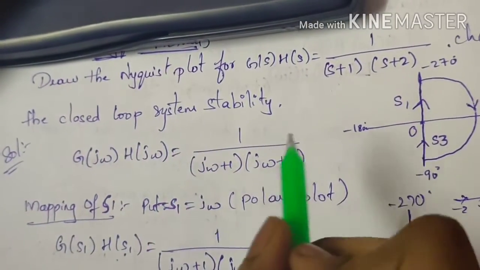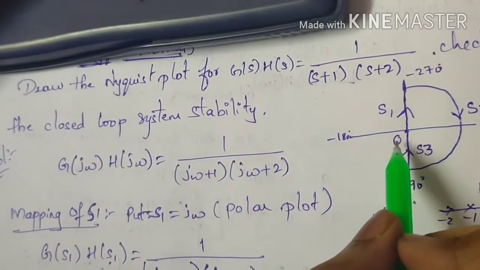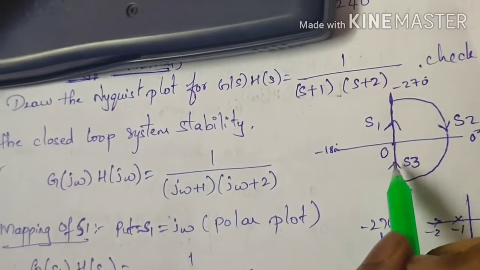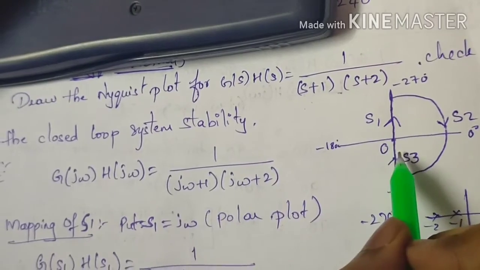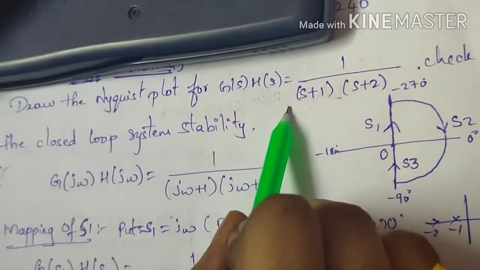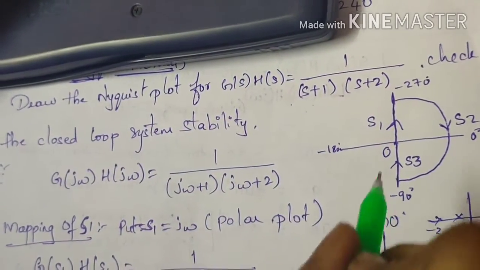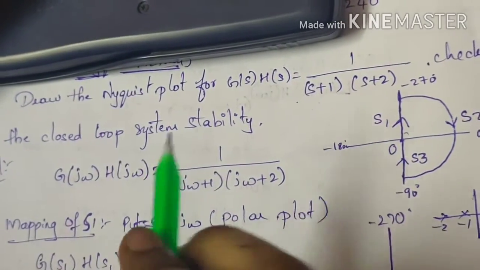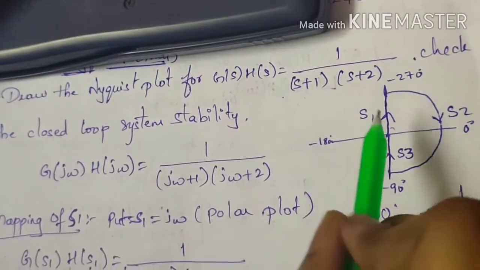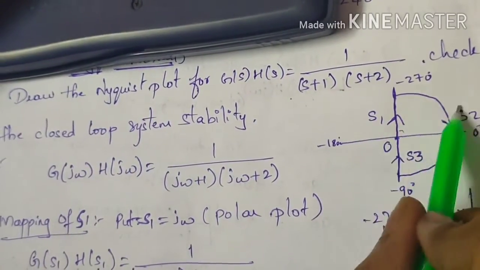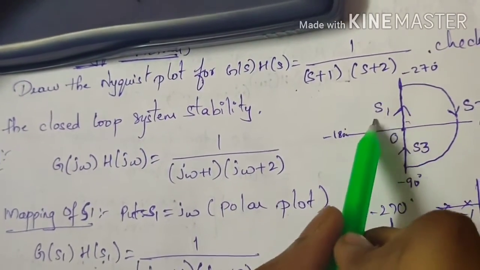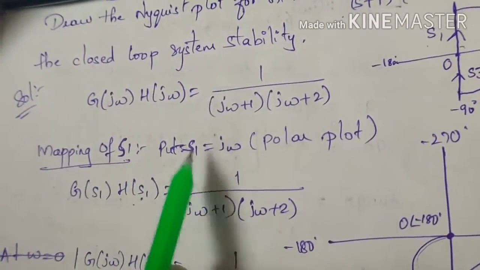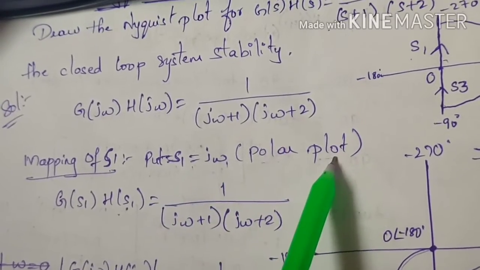So how to find it? As I told, we have to go for the Nyquist contour. We have three sections here, S1, S2 and S3. And look here, I have removed S4. Why? Because there are no poles at origin. Whenever you have poles at origin, then only you have to consider the small circle, which is S4. Since there are no poles at origin, I am considering only three sections, S1, S2, S3. As I told, S1 is the basic polar plot. So just substitute for the mapping of S1, put S equals j omega, which is the polar plot.